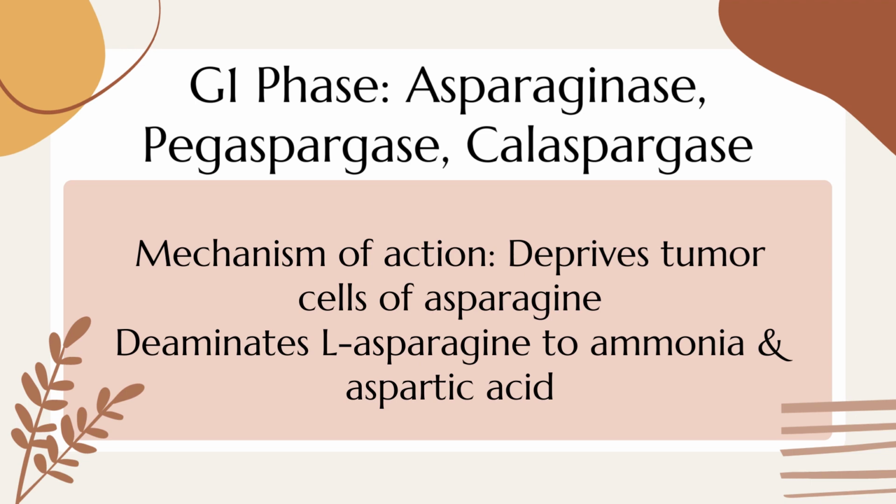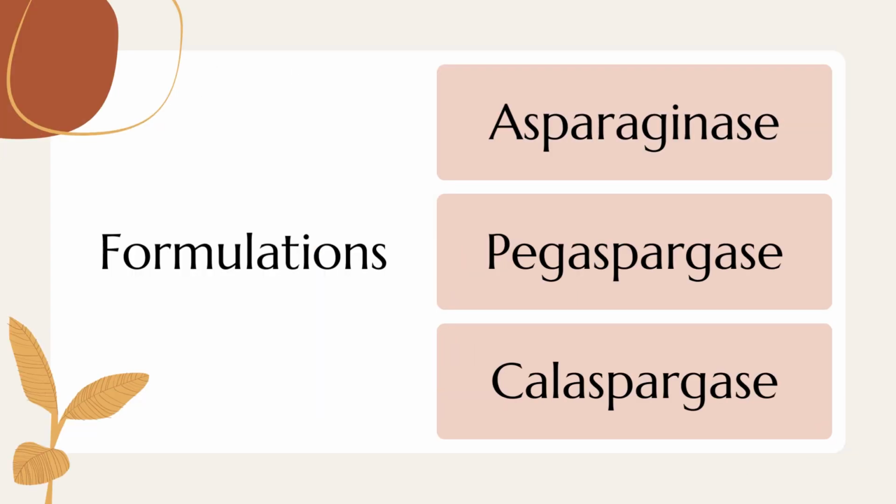Asparaginase products deaminate L-asparagine to ammonia and aspartic acid, which deprives tumor cells of the essential amino acid asparagine. There are 3 formulations of asparaginase, including asparaginase, PEG asparaginase, and Cal asparaginase.